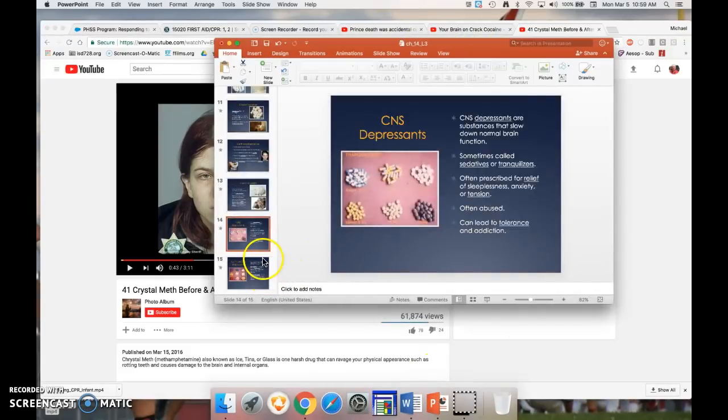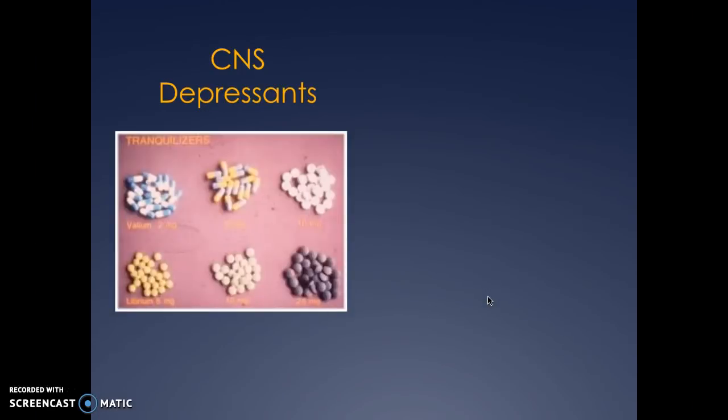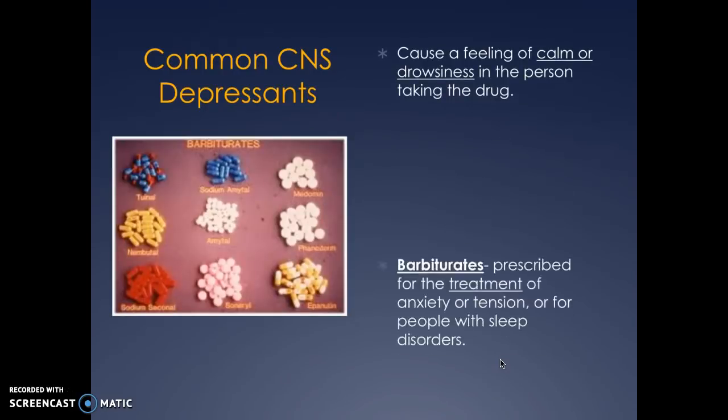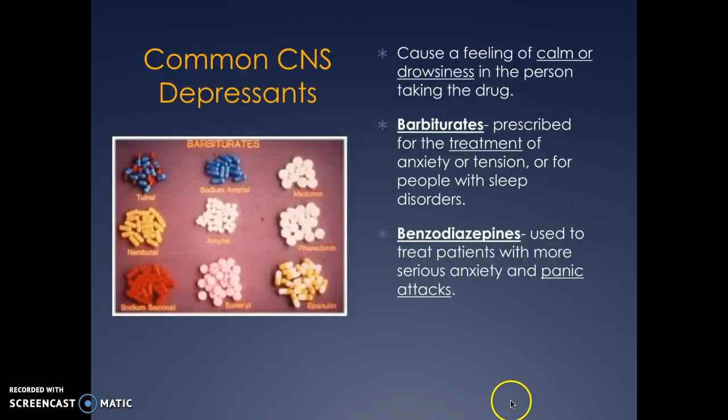Okay, the last one here is depressants. Depressants are exactly what they sound like. They're causing depression in the central nervous system. They're relief for tension, can lead to tolerance and addiction, and they cause a feeling of calmness, drowsiness. Two of the types are barbiturates and benzodiazepines.